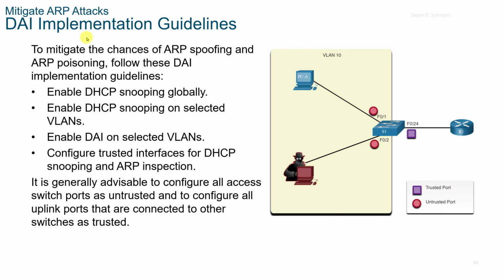And here we're going to take a look at some implementation guidelines. To lower the chances of ARP spoofing and ARP poisoning, you want to follow these guidelines. You want to enable DHCP snooping globally, enable the snooping on selected VLANs, enable DAI on selected VLANs, and then configure trusted interfaces for DHCP snooping and ARP inspection. And it's generally advisable to configure all access switch ports as untrusted, and then to configure all uplink ports that are connected to other switches as trusted.